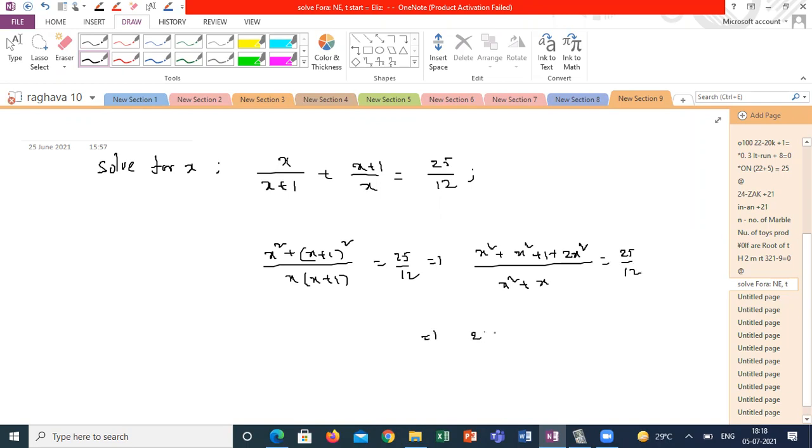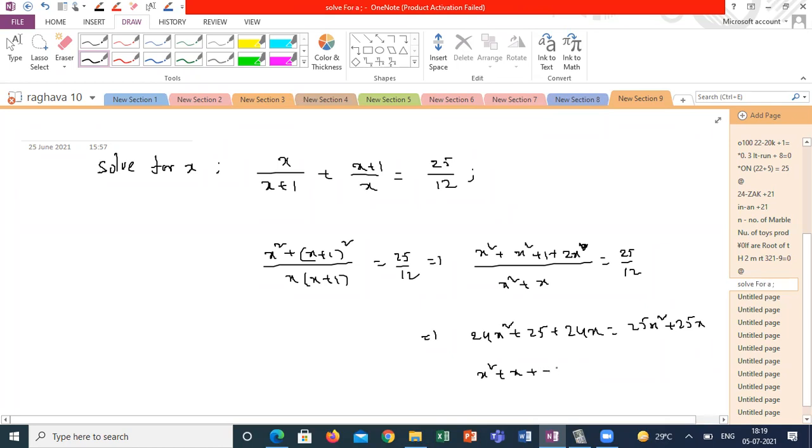This will be 24x square plus 25 plus 24x is equal to 25x square plus 25x. I'm taking all the things to that side. x square plus x minus 25. Am I right? Is it right? Have I taken anything wrong?